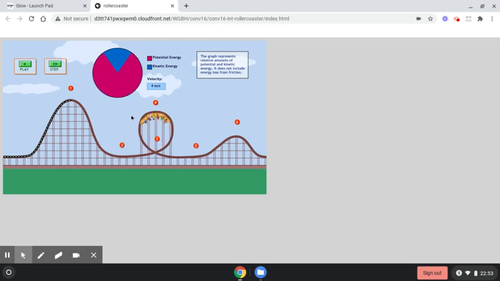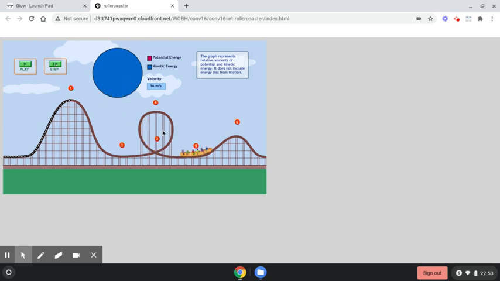So this is the second peak. Notice that it's not as high as the first peak, so there's not as much potential energy. There's still a lot, but there's not as much at peak number 2 at point 4 than there is at peak number 1 at point 1. And then you'll see the cart traveling from 4 to 5, and this potential energy again will be converted to kinetic energy.